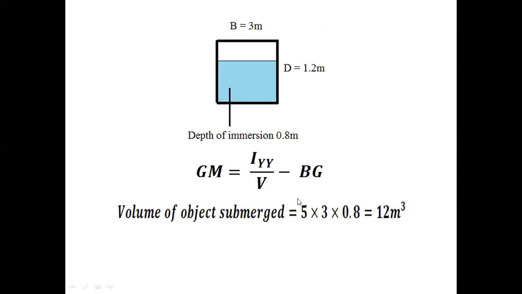The first parameter we have calculated is the volume of the object submerged, that is V. It is 5 as the length, 3 as the width, and 0.8 as the depth. Why have I taken 0.8? As the word says, it is the volume of the object submerged. We are not going to take 1.2 meter because it is the overall depth of the object, but only 0.8 meter depth has been submerged inside the water. Hence we have taken 0.8. Multiplying those three parameters, we get the volume of the object submerged as 12 meter cube.